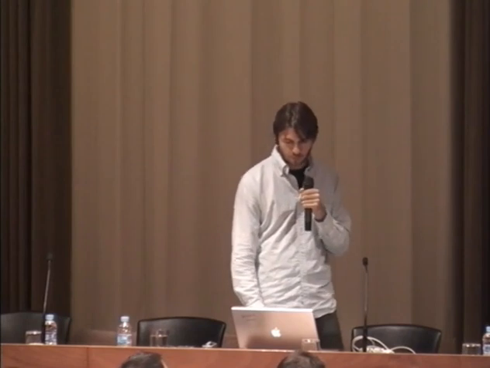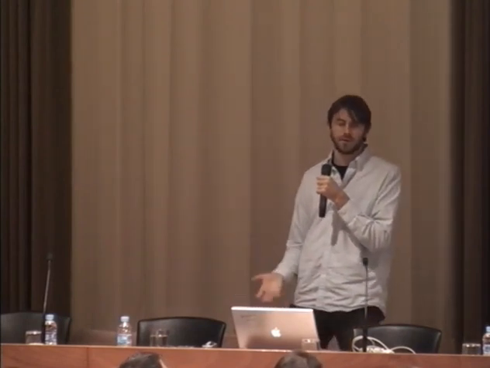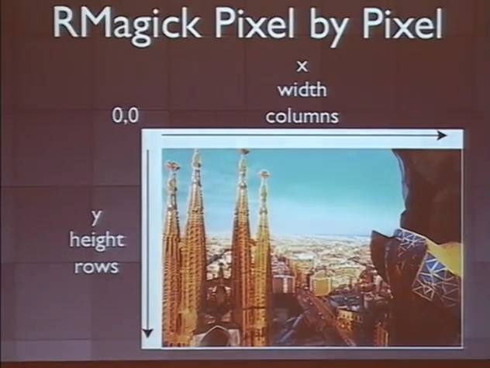Okay, so the last thing about RMagick is the way you address an image in RMagick. This is pretty fundamental and simple stuff. The origin is 0, 0 on the upper left. X values, or column width, however you want to call it, increase as you go to the right. Y, or height or rows, go down. Like I said, simple stuff.